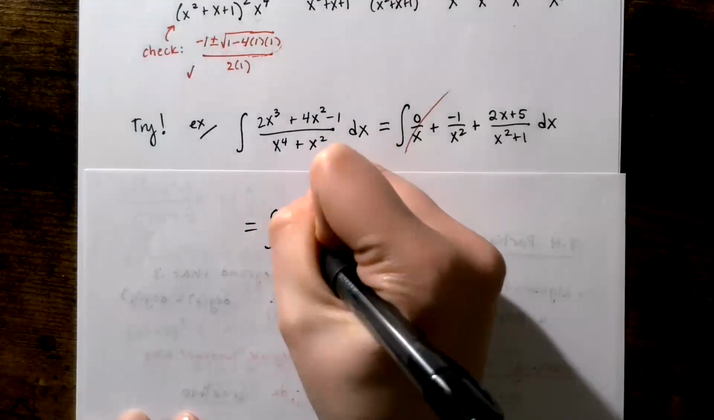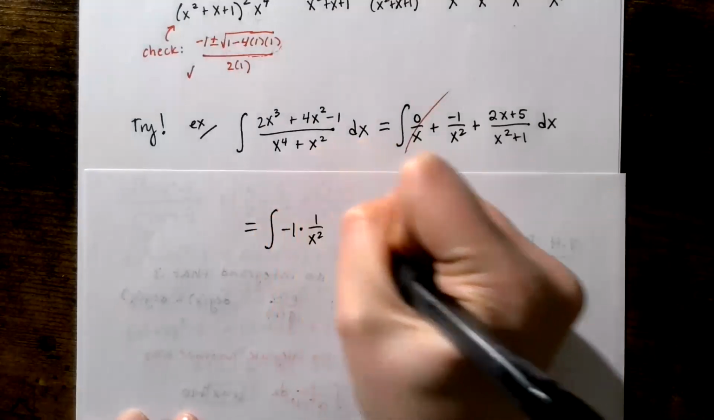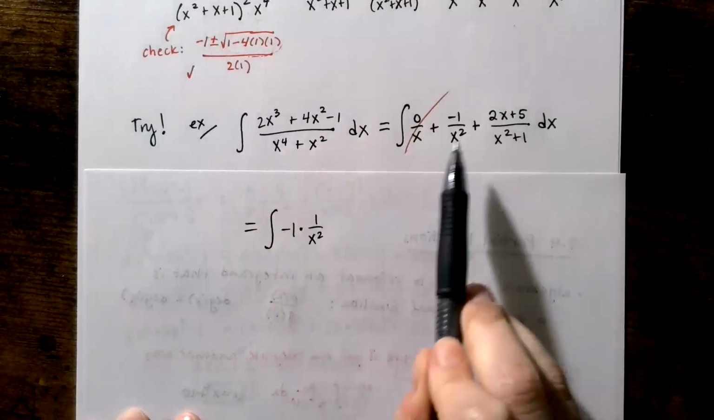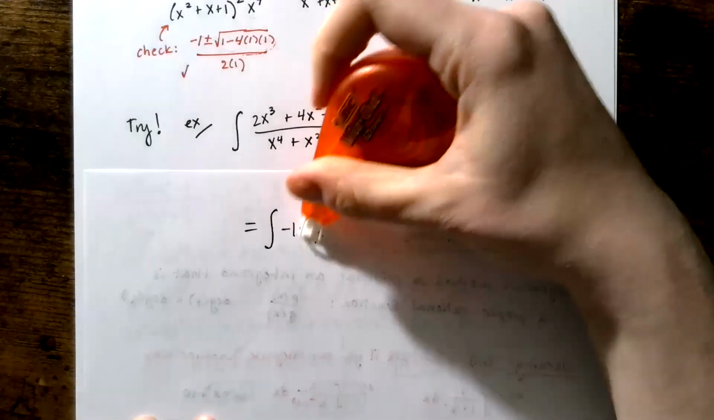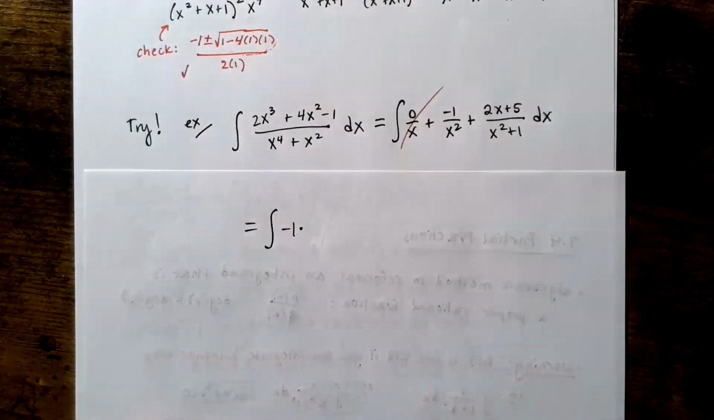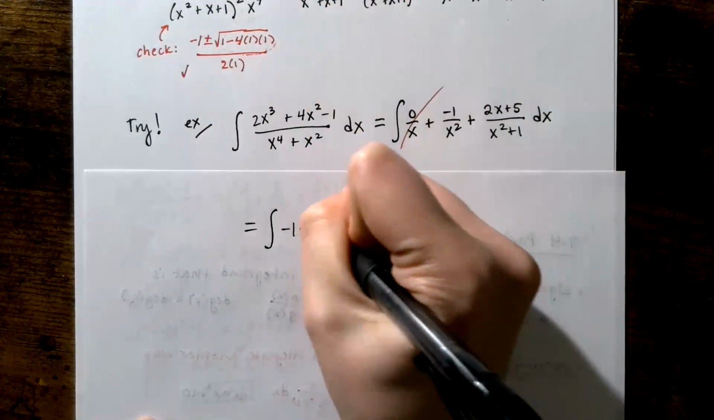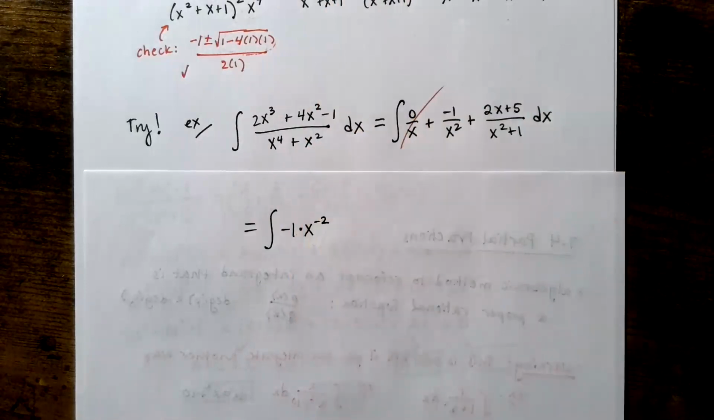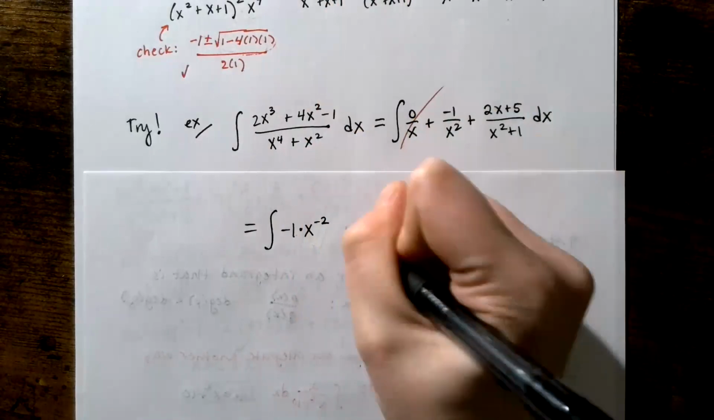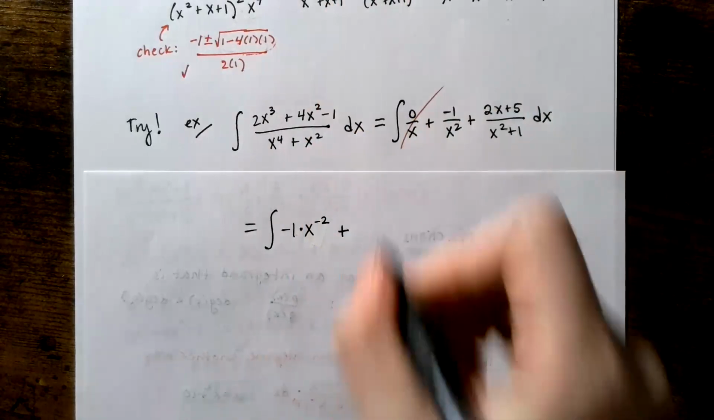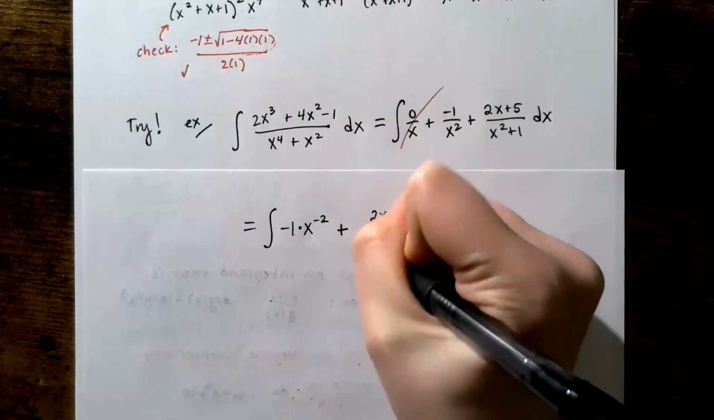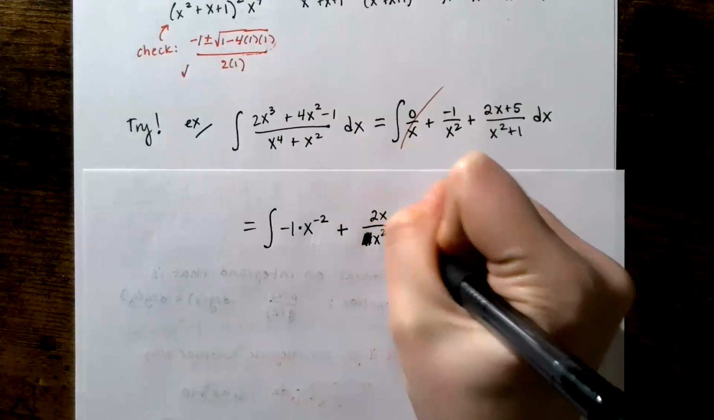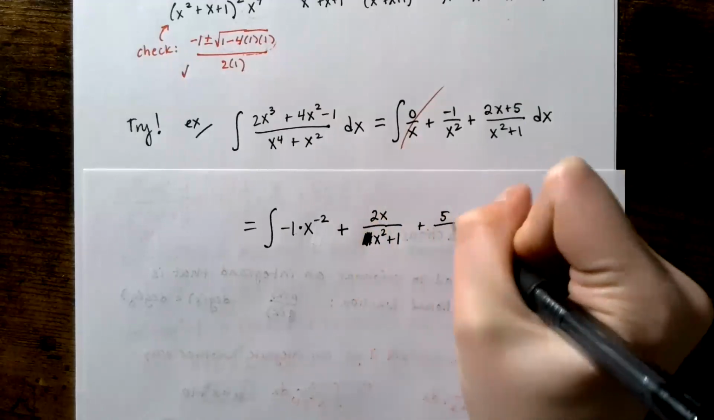So I have -1 times 1 over x squared. This one I'm just reformatting a little bit. Actually, why don't we do 2 things? I'll even take out the 1 over x squared, and we can call that x to the -2. So that one is ready to roll. Whenever I actually integrate, I can just reverse power rule that guy. And then I have 2x over that denominator, x squared plus 1, there we go. And then a 5 over the same denominator.